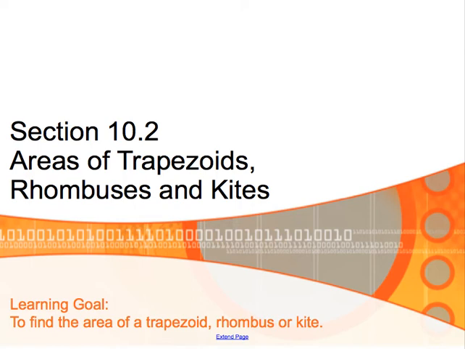Hello students, and welcome to the video lecture covering section 10.2, areas of trapezoids, rhombuses, and kites. Our learning goal is to be able to find the area of a trapezoid, a rhombus, or a kite.